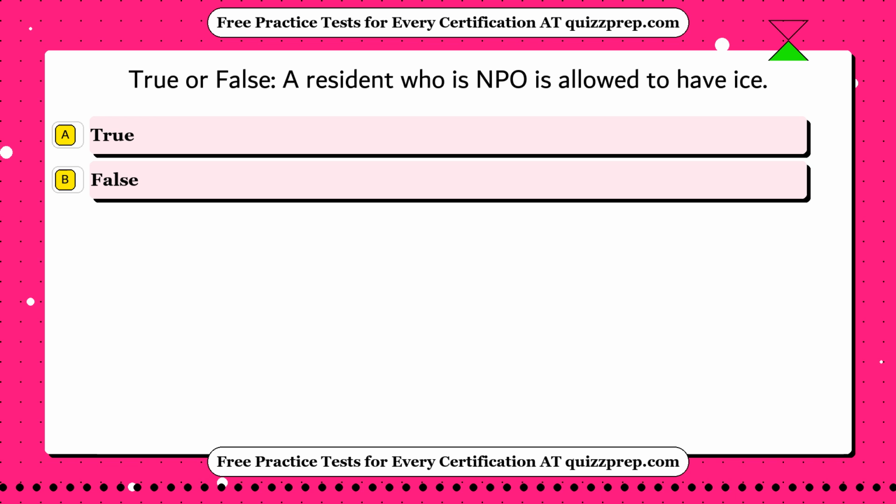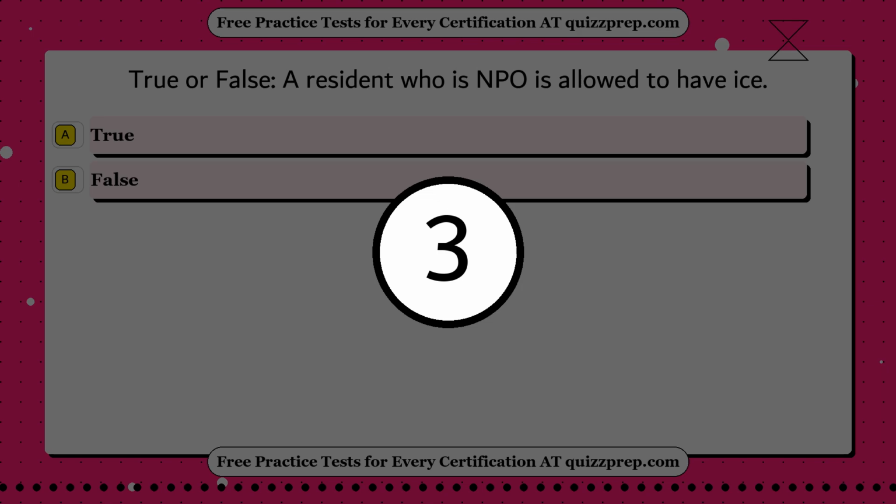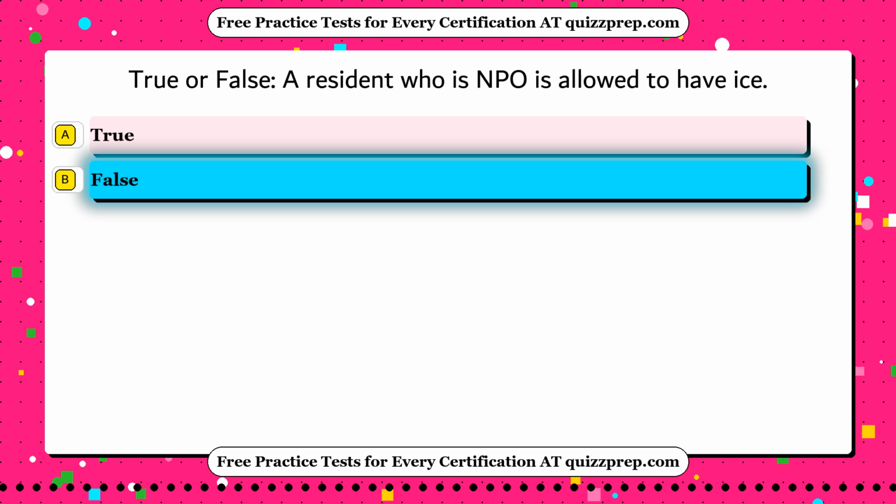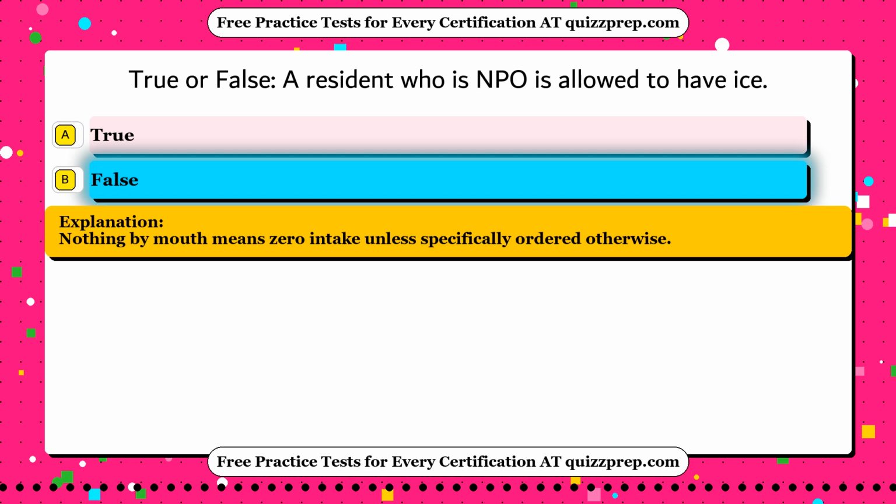Question 148. True or false, a resident who is NPO is allowed to have ice? Option A, true. Option B, false. The correct answer is option B, false. Nothing by mouth means zero intake unless specifically ordered otherwise.